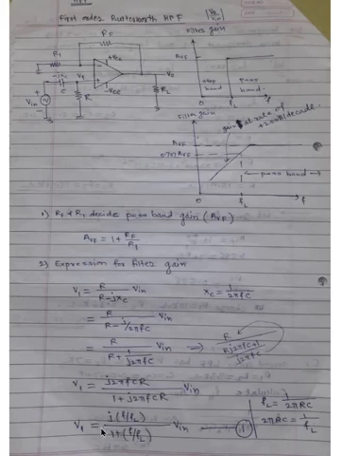Now V1 is equal to, here FL is the cutoff frequency of the high pass filter and it is 1 upon 2 pi RC. That means 2 pi RC is nothing but 1 upon FL. So we put this in: V1 is equal to j F upon FL divided by 1 plus j F upon FL, into Vin.